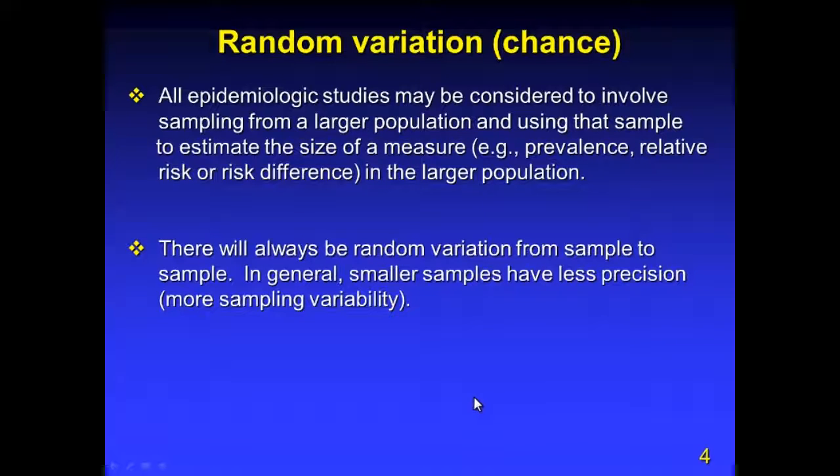So we can think of any epidemiology study as involving a sample of some larger population, and basically the idea of taking a sample is to estimate the size of some measure, which could be a prevalence or relative risk or risk difference or incidence or whatever, in the larger population that we're sampling from, because we just can't afford to collect data from the entire population, so we take this sample. Now, there's always going to be some random variation from sample to sample, and we can say that as a general rule, smaller samples have less precision. They have more sampling variability, much more wobble in the results.